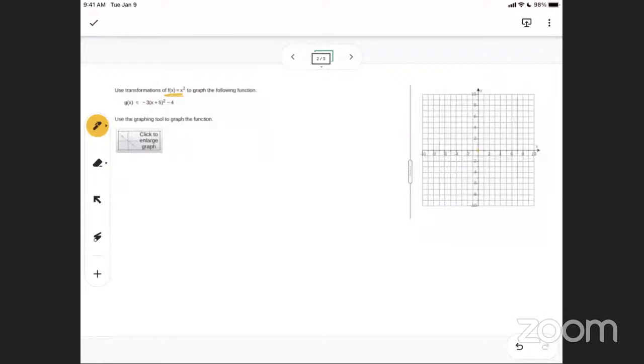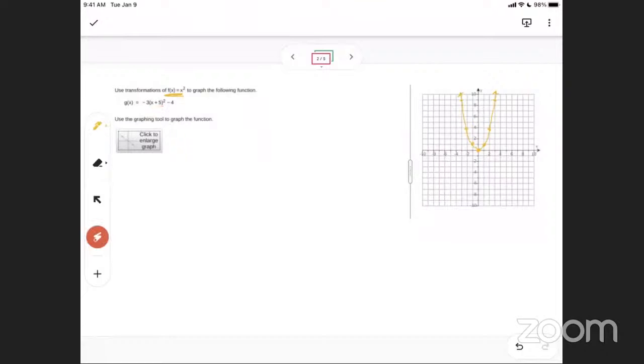It's going to go starting at 0, 0, it goes over 1 up 1, both left and right, over 2 up 4, both left and right, over 3 up 9, both left and right. Got it? So there's my graph. There's my parabola, my base function. I'm being kind of careful with it. And so what this thing does to it is several things.